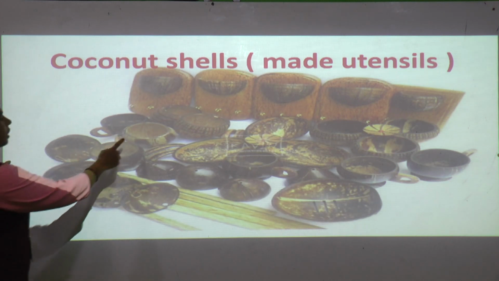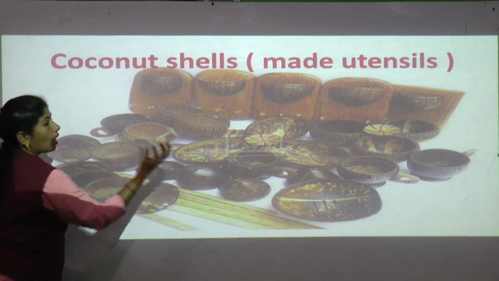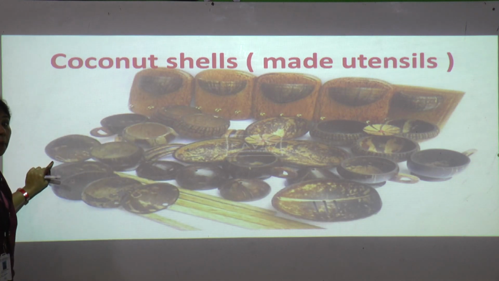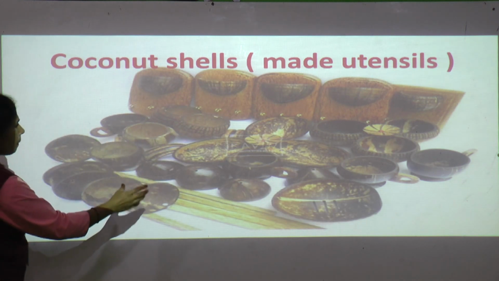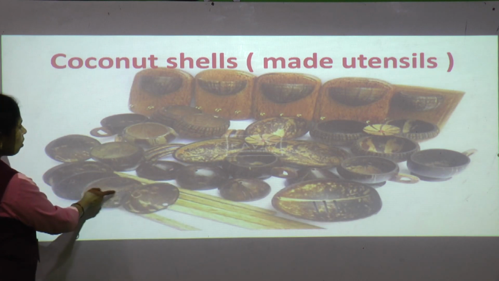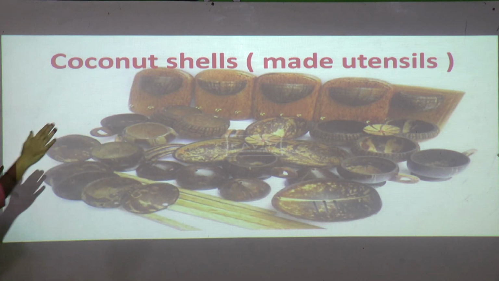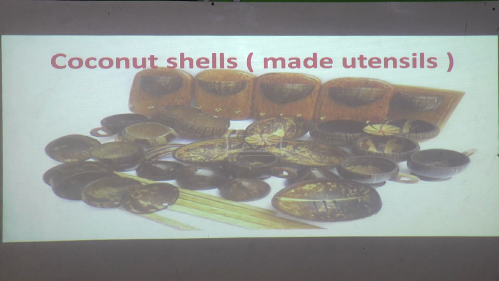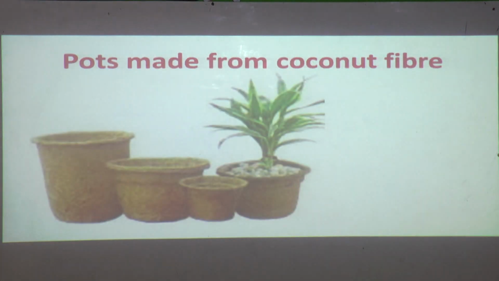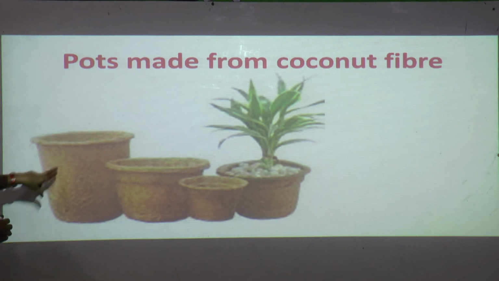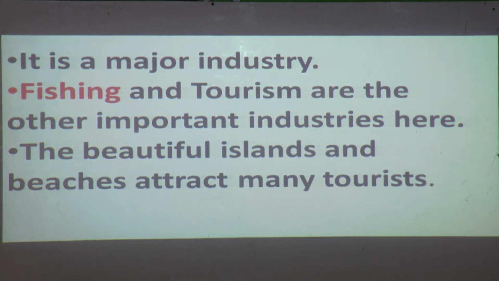Can you see these utensils? They are made from the coconut's outer part, the very hard part. From the hard part they make cups. See all these spoons or spatulas, they make all different types of things. It is all made from coconut shells. And from coir, the fiber, pots are made. Now it is a major industry.